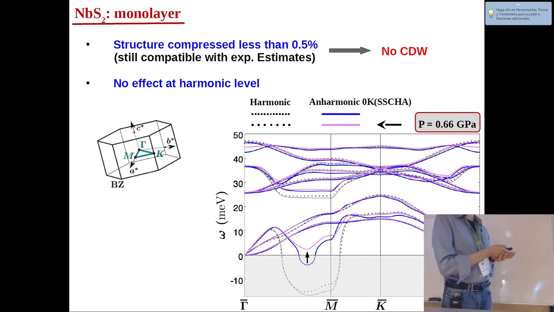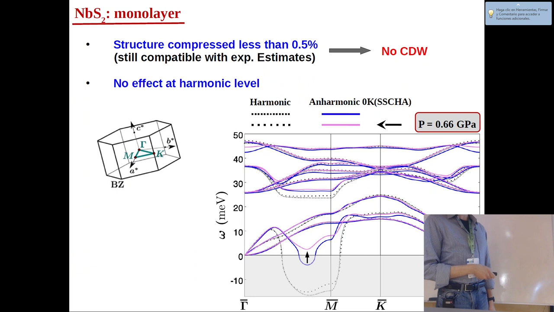And this, for example, is an explanation of why in experiments some groups saw instability and some other groups didn't see any instability. They were using different substrates, and the motivation that we gave is that probably there was also a contribution from the tensile effect coming from the substrate that made this charge density wave appear or disappear.